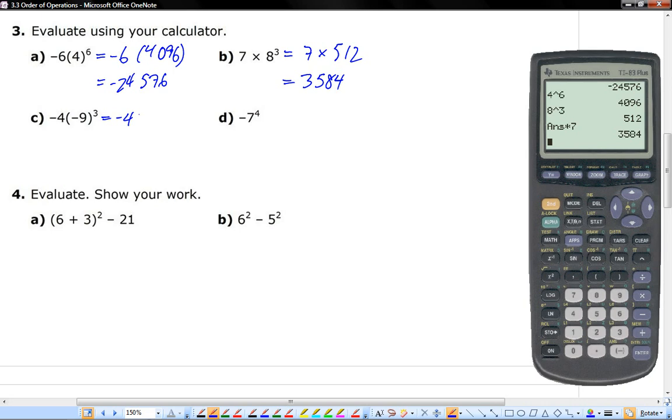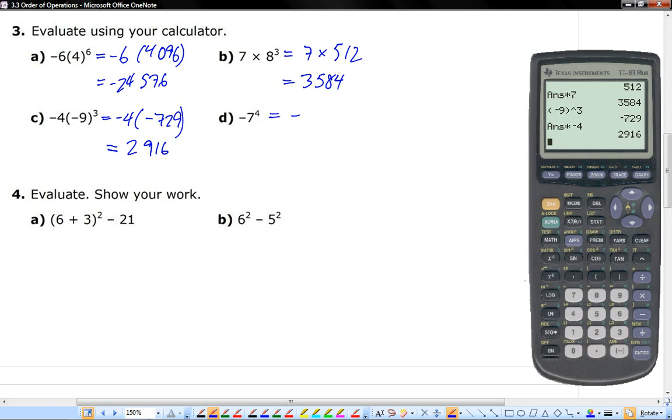Next we have negative 4 times, and here we're doing negative 9 in brackets cubed, and that gives me negative 729. When you multiply that by negative 4, it's going to give you 2,916.